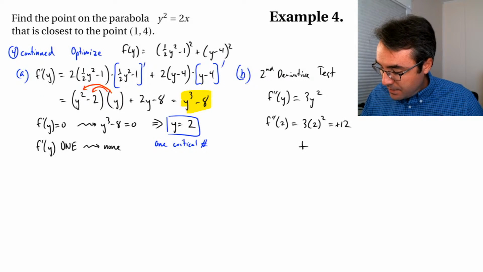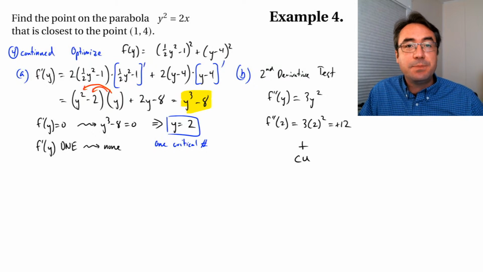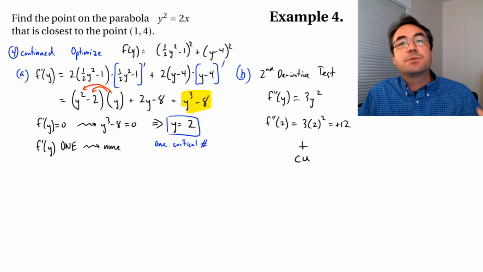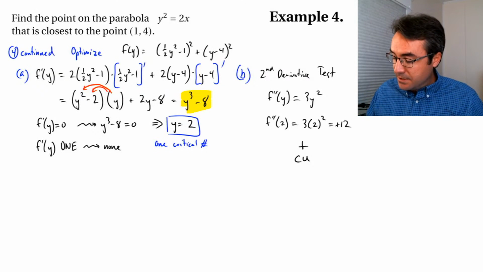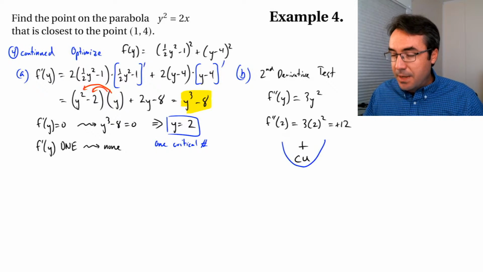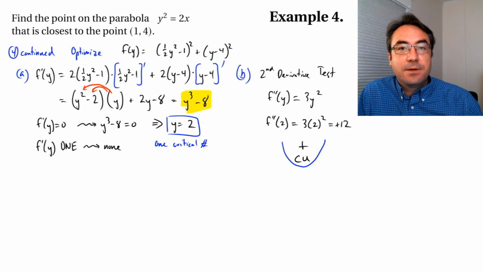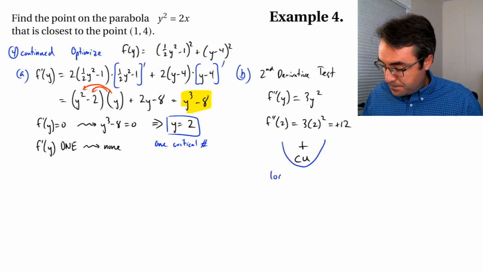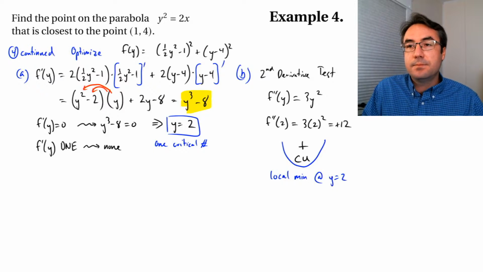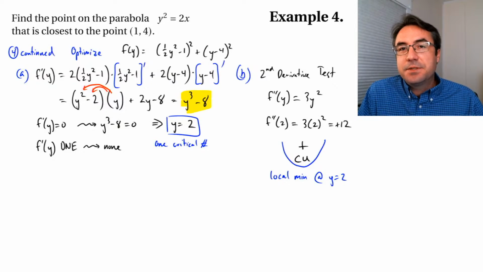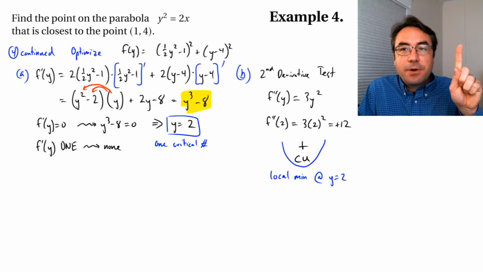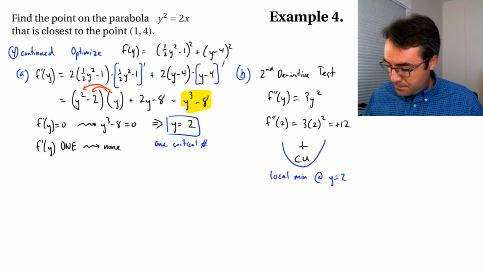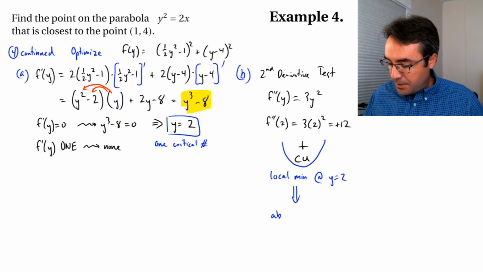So when our second derivative is positive, it means the shape there must be concave up. And to help us remember what the second derivative test says, let's draw in a concave up shape. And we see that we have a local minimum at y equals 2. But not only is it the local minimum, we found only one critical number. So we can actually say a little bit more. It's the absolute minimum.